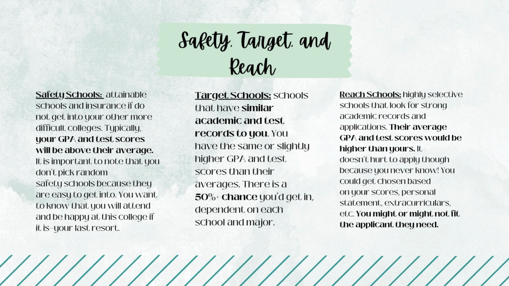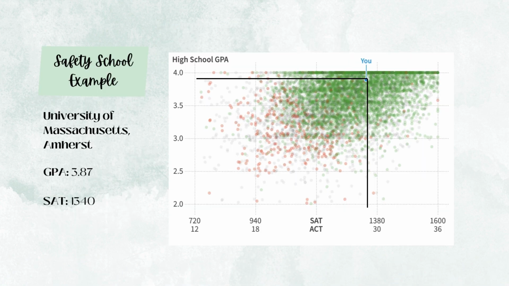I know it's kind of hard to visualize what that actually means when you're planning out your list. So I want to do a case study for you so you can see what I would consider a safety, target, and reach based on a specific GPA and SAT score. So this student has a GPA of 3.87 and their SAT is a 1340. I would consider the University of Massachusetts Amherst a safety for them, because it's above average on most of the academic records of the students there who already applied.